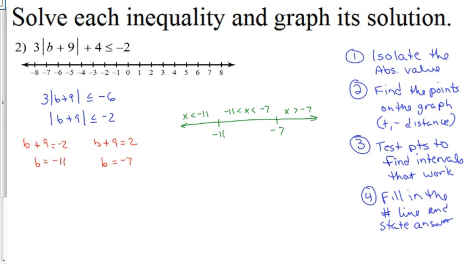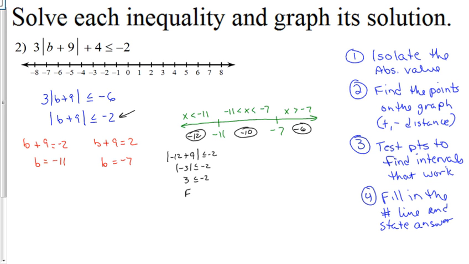So let's test negative 12. Let's test negative 10. Let's test negative 6. So if I plug negative 12 in there, I get negative 12 plus 9, and remember we're plugging into the inequality after the isolated step happens. Negative 12 plus 9 is less than or equal to negative 2. Negative 12 plus 9 is negative 3. The absolute value of that is 3. 3 is never less than or equal to negative 2, so that's false.